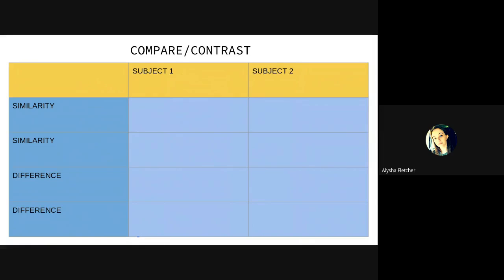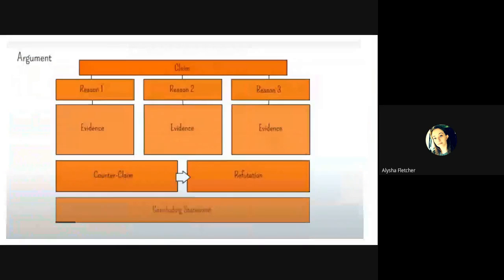And lastly, argument is important because not only do you need to read texts that are argumentative, but you also will have to write them. And those are going to have a claim. It's something that could be argued. And then there will be reasons. The author will provide evidence for each reason.